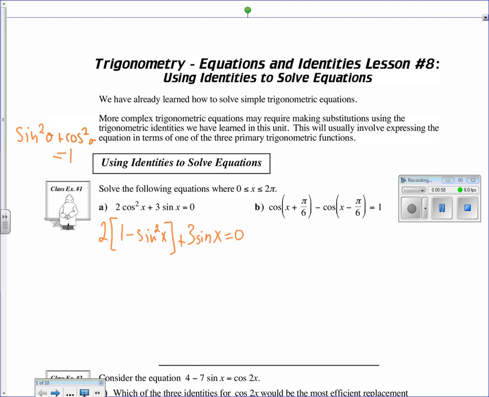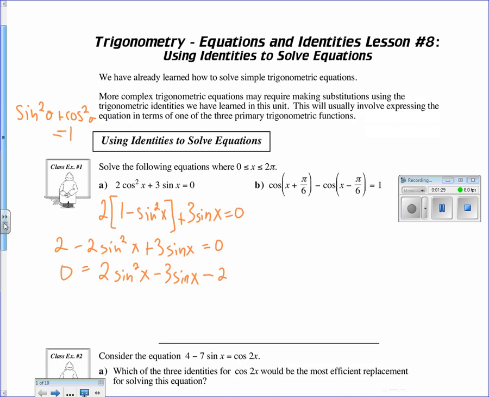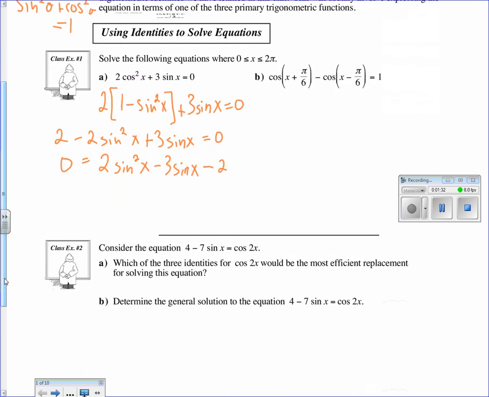A little bit of multiplying, and I'm going to slide down a little bit. 2 minus 2 sine squared x plus 3 sine x equals 0. Write it in a better format, and maybe even make the sine squared positive. So I'm going to move everything over to the right-hand side. So 0 equals 2 sine squared x minus 3 sine x minus 2. And now I'm looking to factor that. That's a skill from this unit.